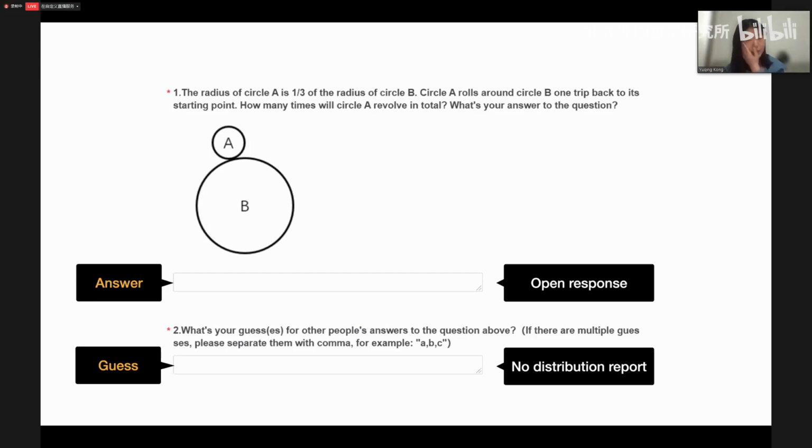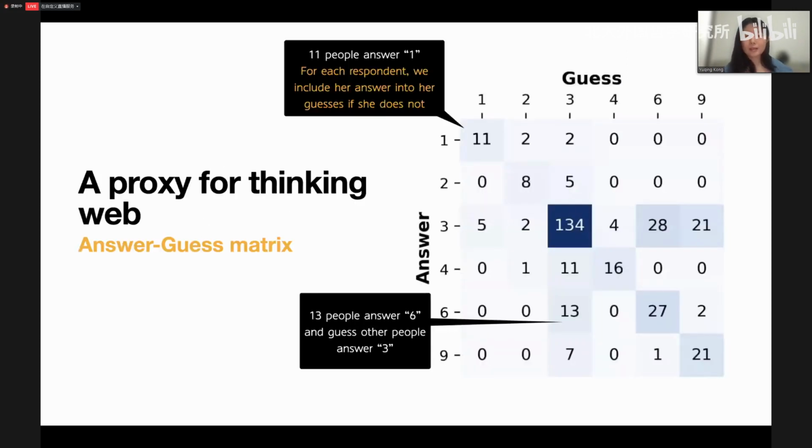So for example, for this math problem, maybe some students answer 4, and they predict that other people can answer 1, 2, 3, and they just list 1, 2, 3 in this second blank. This is the main trick of this survey: we get a matrix, and we call this the answer-guess, answer-prediction matrix. This matrix records how many people answer this answer and predict other people are going to answer that answer. This is the real data for that math problem.